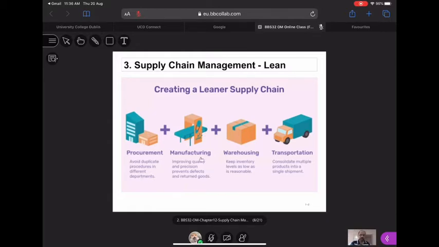In the manufacturing part, we need to improve quality and precision to prevent defect and return goods. Which means when Apple manufacture iPhone, they must make this iPhone high quality the first time. When they manufacture, if they manufacture low quality, you need to redo again. Then you waste time, effort, and money. So we manufacture high quality the first time.